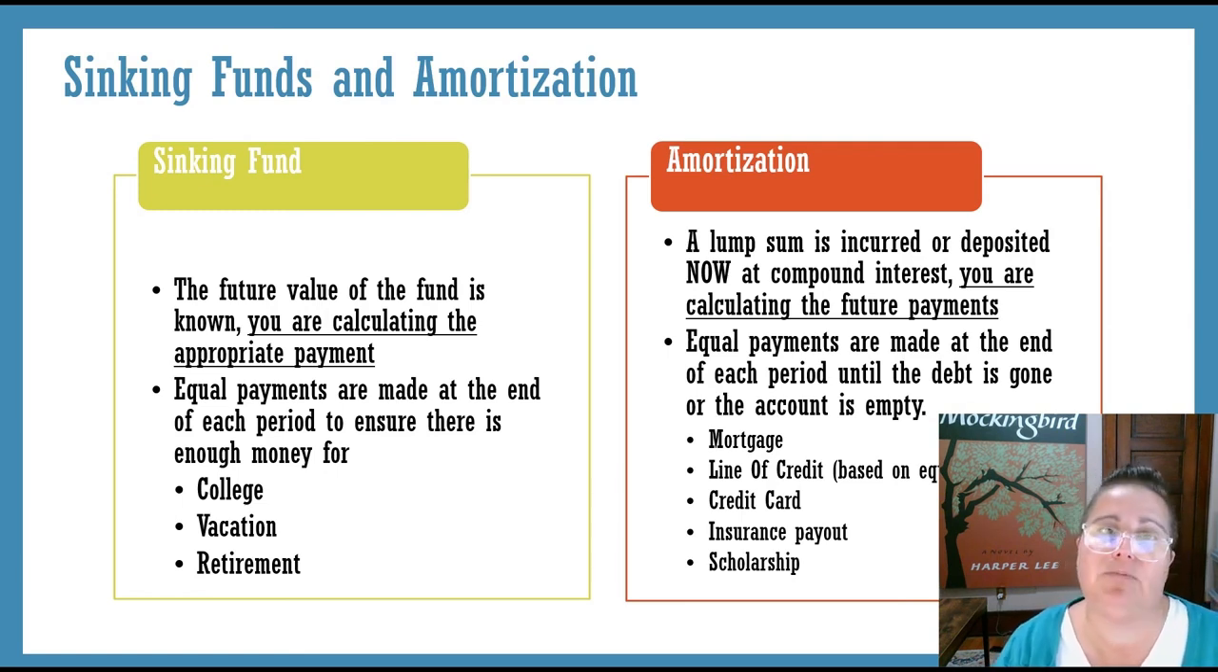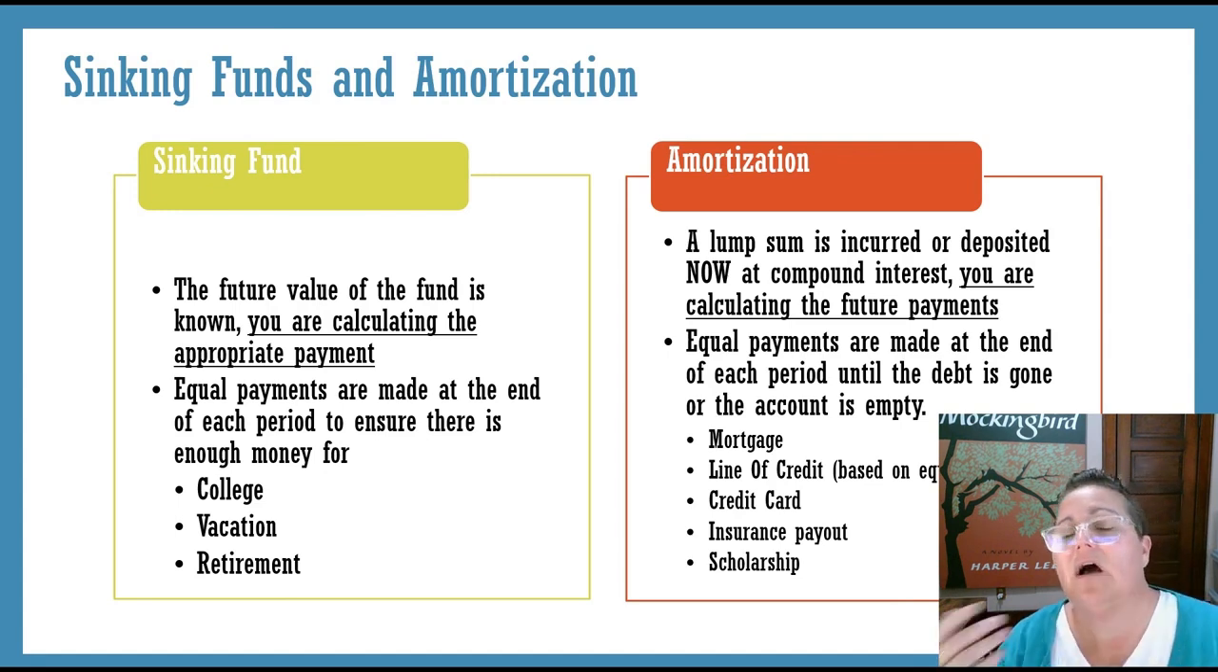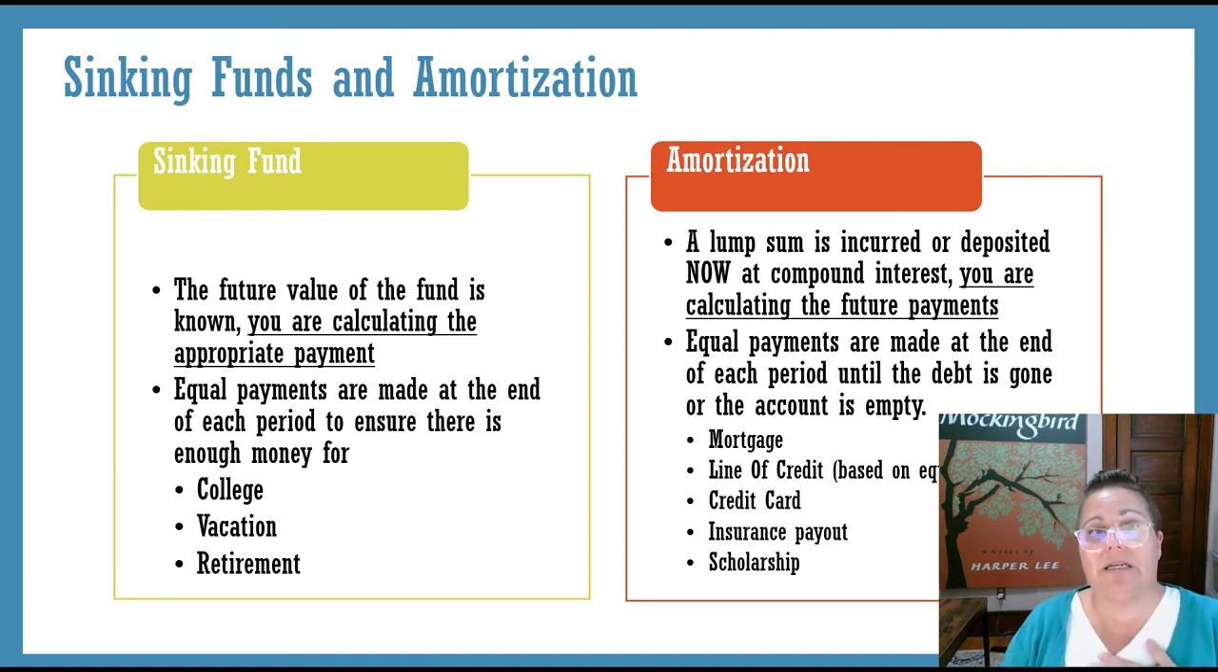So how much do I need to put away each month if I want to be saving for a college fund of $30,000? How much do I need to be putting away each month if I want to save for a $4,000 vacation? Or if I want $500,000 for retirement, how much do I need to be putting away in regular payments, right? That's a sinking fund. It's like a savings account. It uses the future value, right?